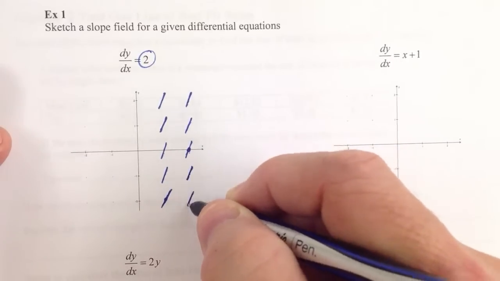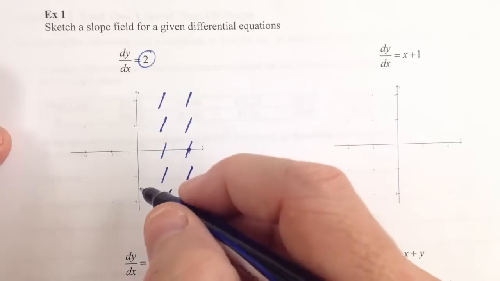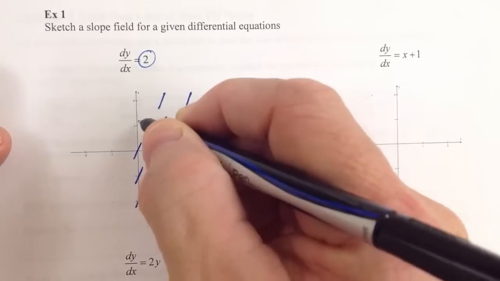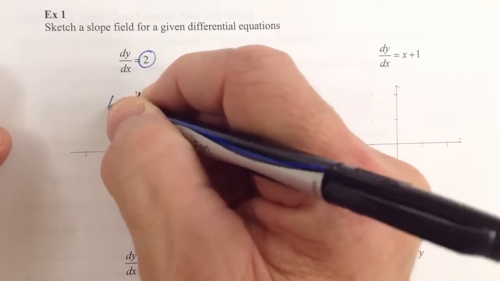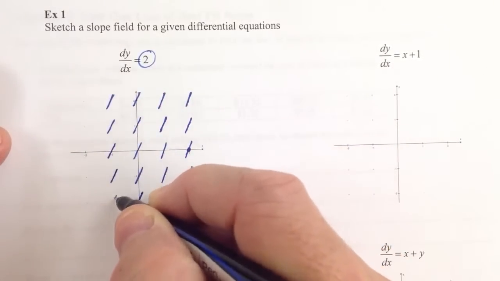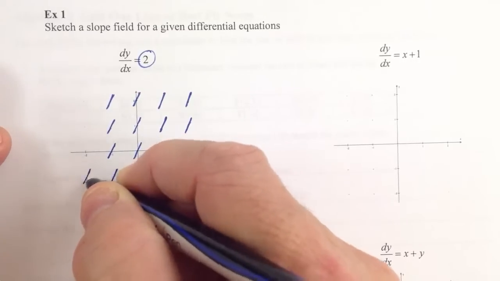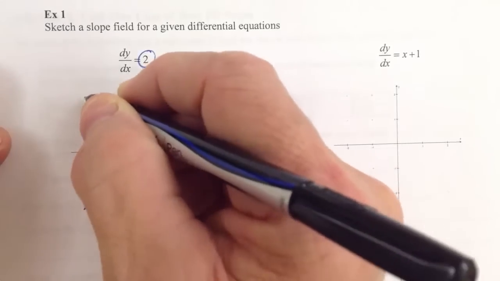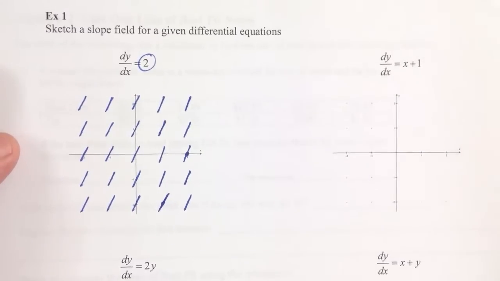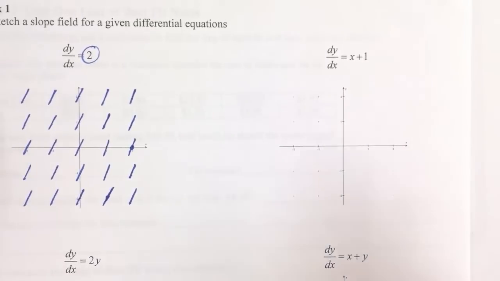Once you draw one slope, if you're drawing the same slope, then make sure you draw them all the same. So this is a slope field that would indicate the slopes of all the points on the particular solutions to the differential equation. That's a slope field of 2, where all of the ordered pairs generate a slope of 2. Well, that's not very exciting, so let's look at another one.